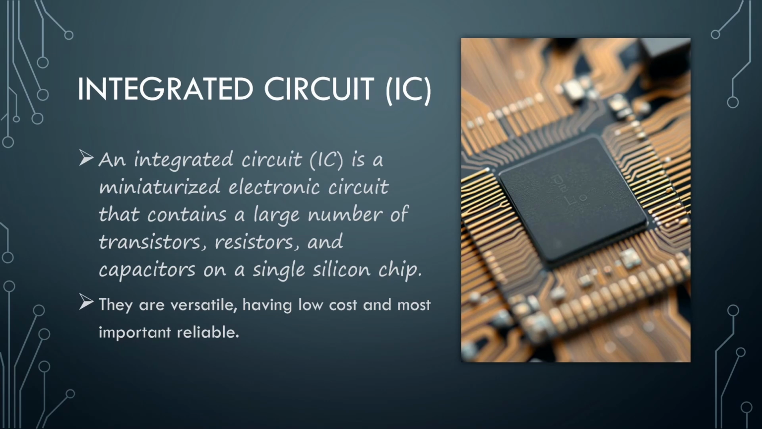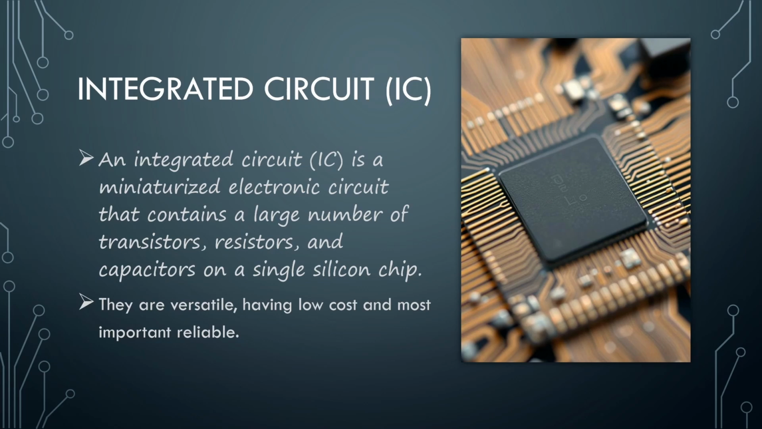So there are different types of ICs. Analog ICs handle continuous signals, like amplifiers. Digital ICs process discrete signals, for example, microprocessors. Mixed signal ICs combine both analog and digital. The key components of ICs are transistors, resistors, capacitors, and wires that link the components on the chip.